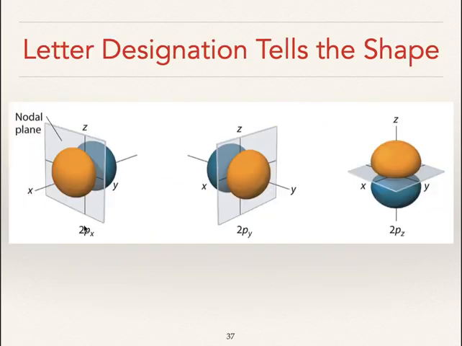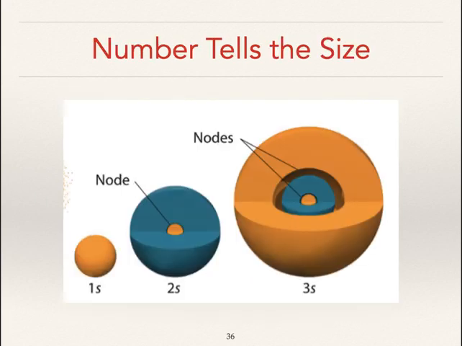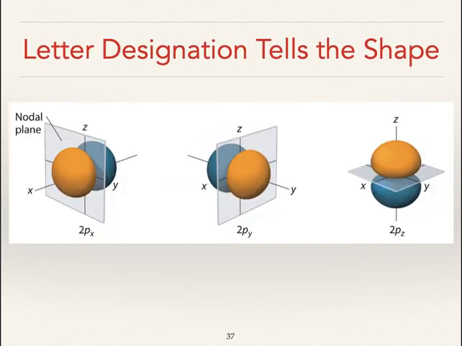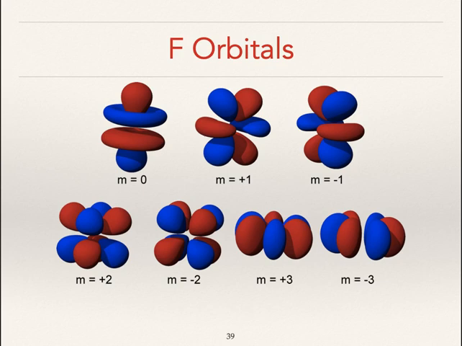And although I didn't show you, there are 2 p orbitals, but there are also 3 p orbitals that are larger, and then 4 p orbitals that are larger again. I didn't show you this, but there are 3 d orbitals, and then there are 4 d orbitals that are larger. There are 5 d orbitals that are larger again, and so forth. So the number is going to tell us the size. The letter tells us the shape. S is spherically symmetric. P is sort of a figure 8 with 2 lobes. The D's are 4-leaf clovers, and the F's are these complicated but kind of fascinating shapes.